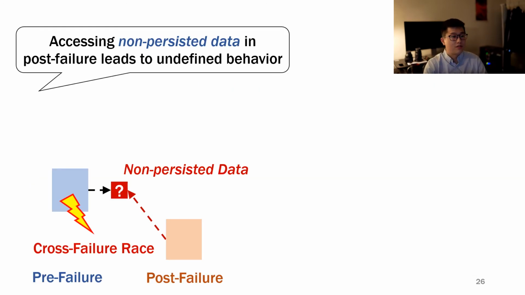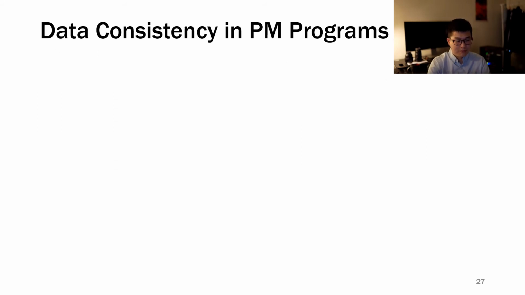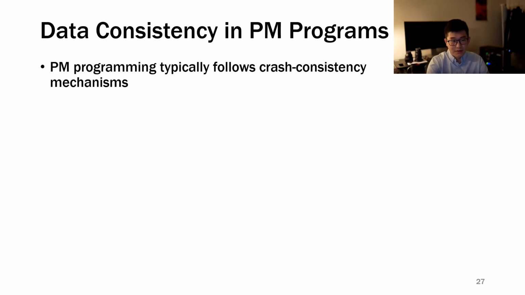So far we have talked about accessing non-persistent data in post-failure that leads to undefined behaviors, causing a cross-failure race. It is a bug unless it is a benign cross-failure race. Then how about we access some inconsistent data that is regarded as inconsistent by the program but may already have become persisted, not leading to a cross-failure race? What kind of situation would that happen in? Before we talk about the debugging part, let's take a look at the data consistency in persistent memory programs.